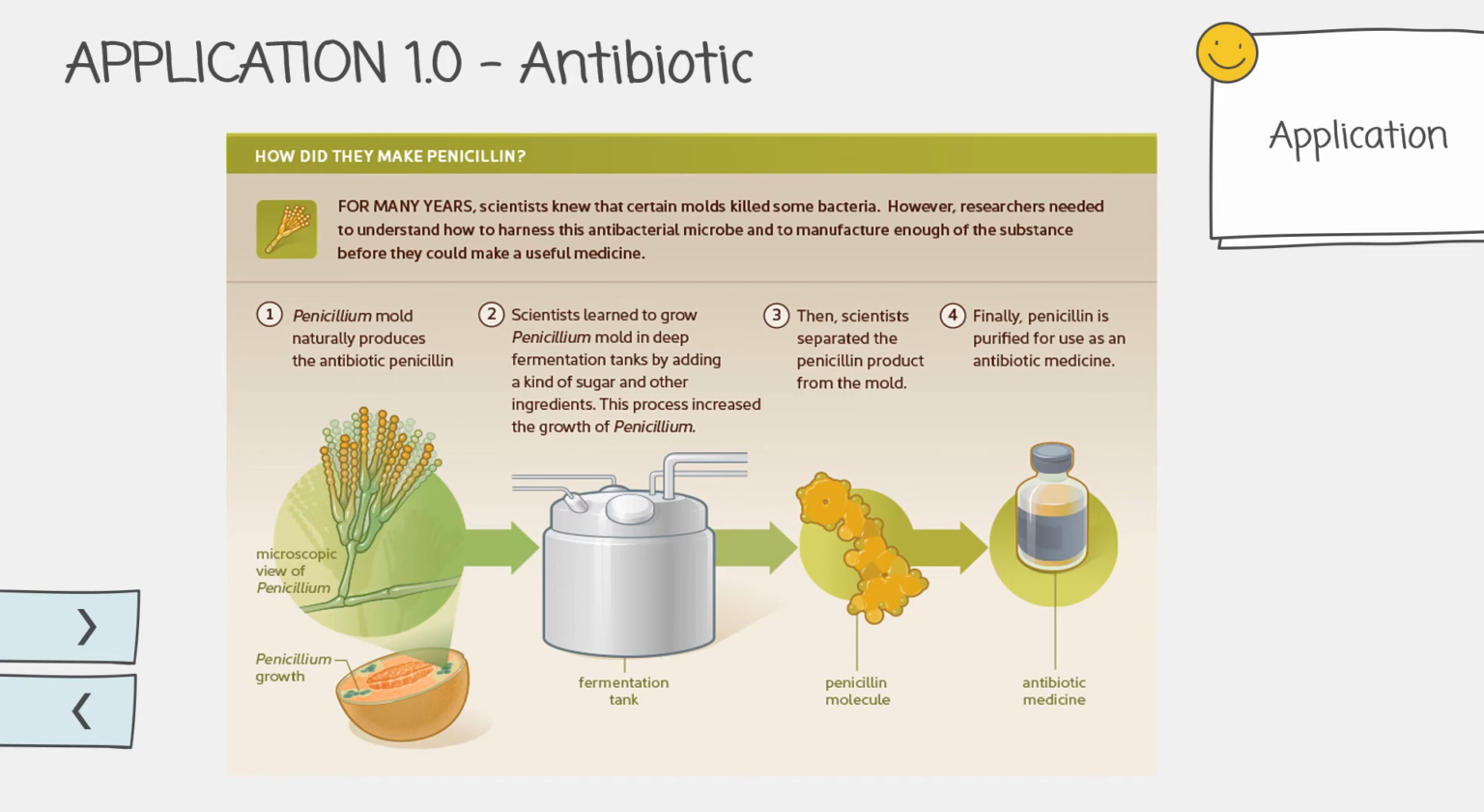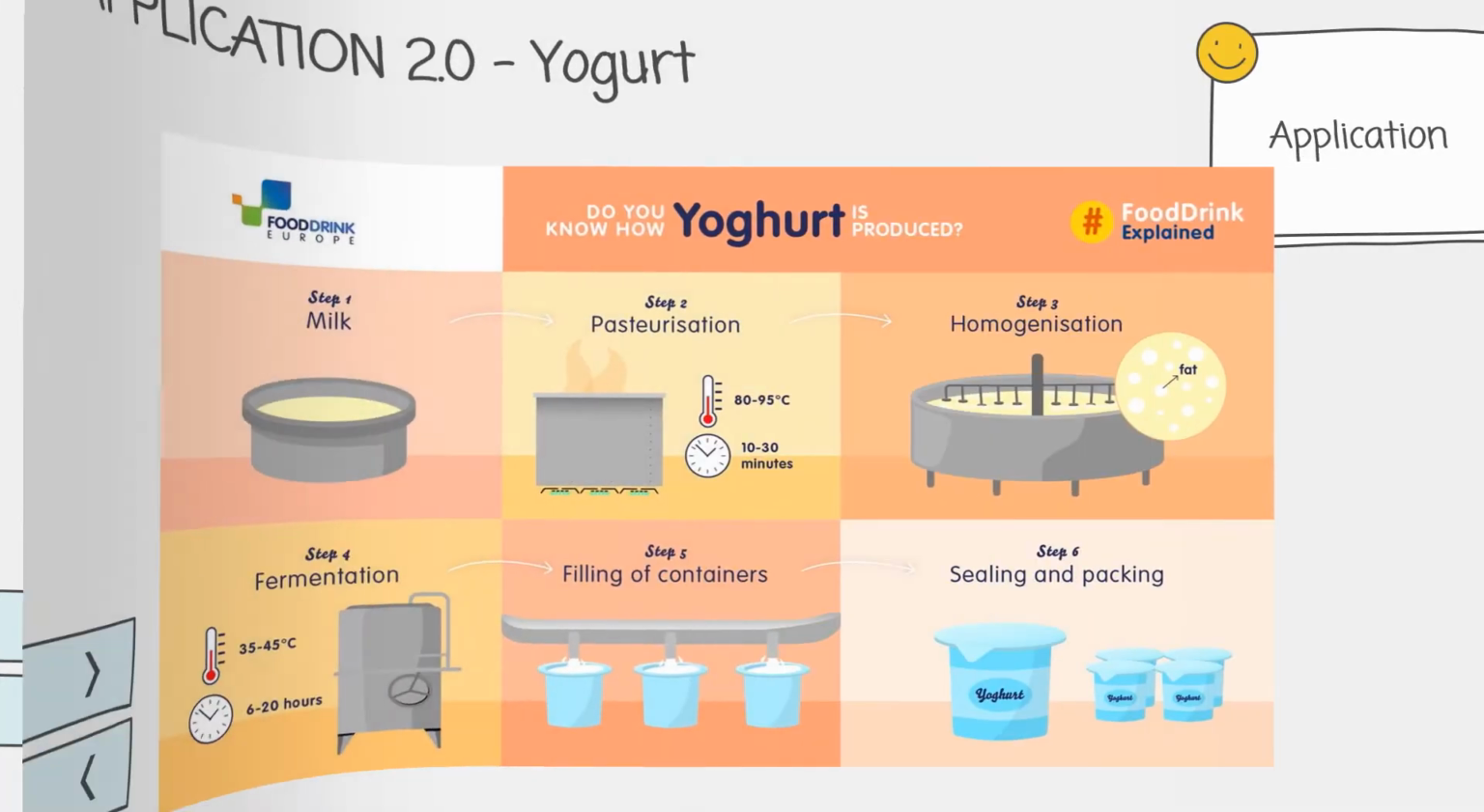Then, scientists learned to grow penicillin mold in deep fermentation tanks by adding a kind of sugar and other ingredients. This process increased the growth of penicillin mold, as scientists wanted to produce a greater mass of it. After obtaining a lot of mold, scientists separated the penicillin product from the mold. And finally, penicillin is purified for use as an antibiotic medicine.